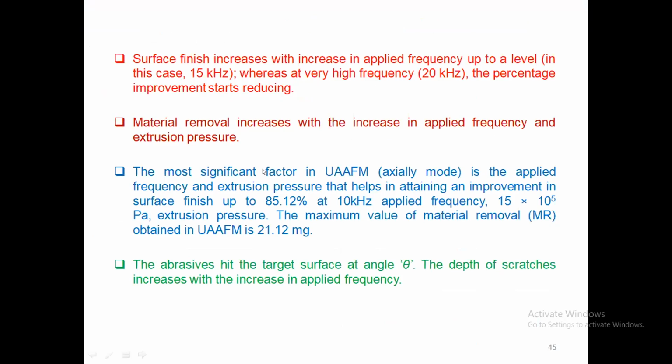I have given here that the most significant factors in UAFM axial are applied frequency and extrusion pressure. Why? Because I got better surface finish there. Whereas while working on radial, my surface finish increases with increase of applied frequency. When working axial, material removal increases with the increase in applied frequency and extrusion pressure. So the abrasive hits the target surface at an angle theta in my case, because I am vibrating the workpiece.